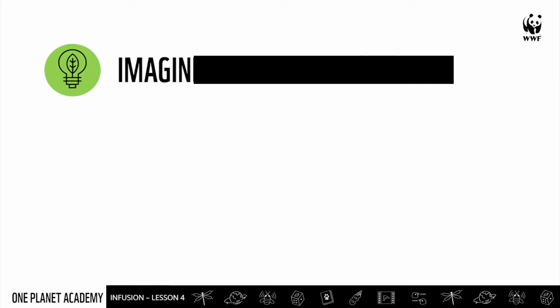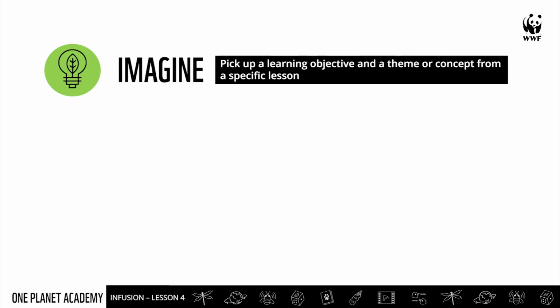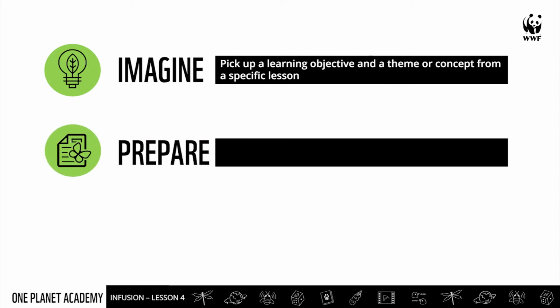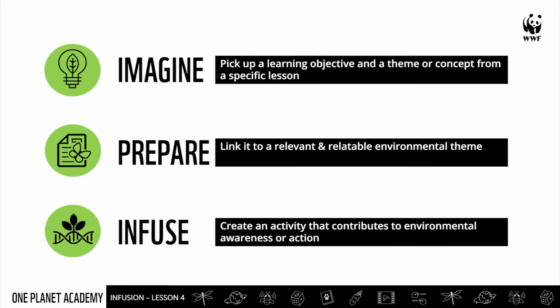A little imagination and some preparation are all we need to incorporate environmental themes into different subjects taught in school. A simple approach is to pick up a learning objective, theme, or concept from a specific lesson. Choose an environmental theme that the students can relate with and create an activity that contributes to environmental awareness, or allow them to take action towards solving a local environmental issue.